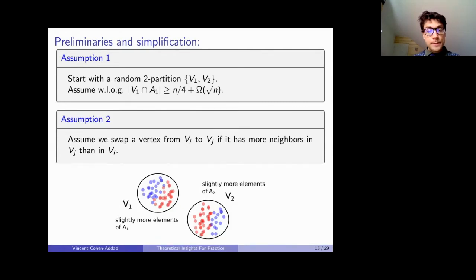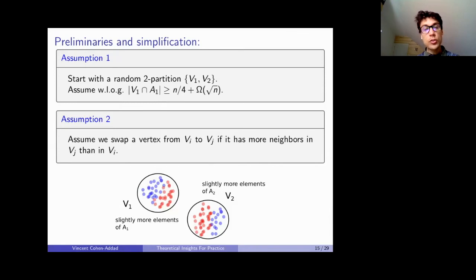And then yes, so that's the first assumption. I don't really know how to remove it. I'm not sure it's that easy to start with the real Louvain, which says that you start with everyone in their own cluster. But yeah, that's it. And assumption 2: we move one vertex from Vi to Vj if it has more neighbors in Vj than in Vi.